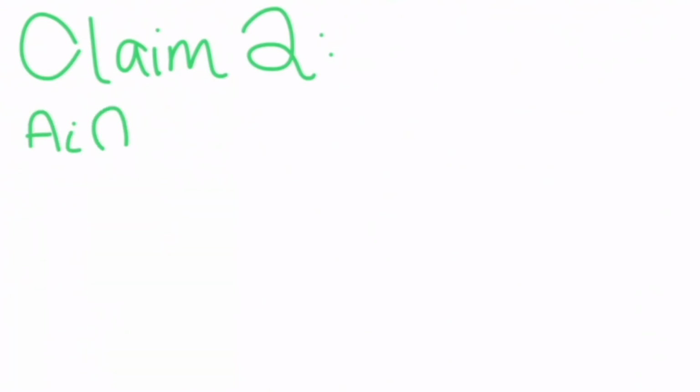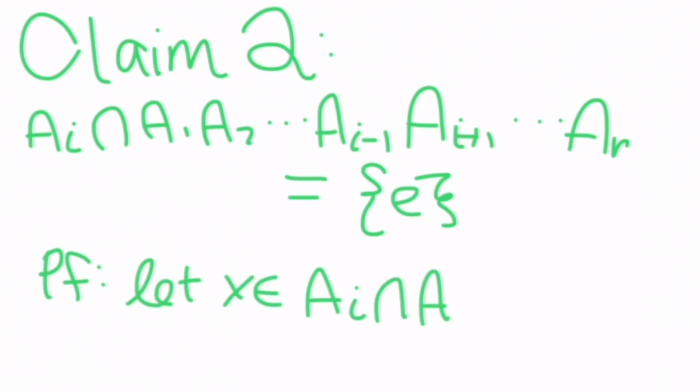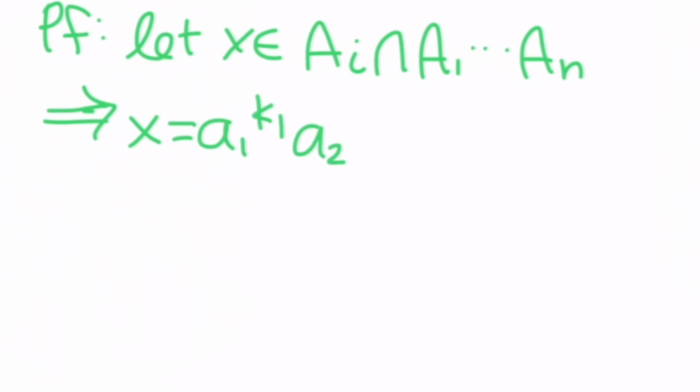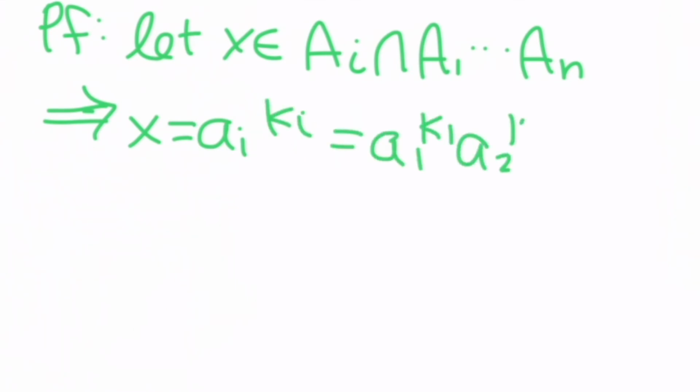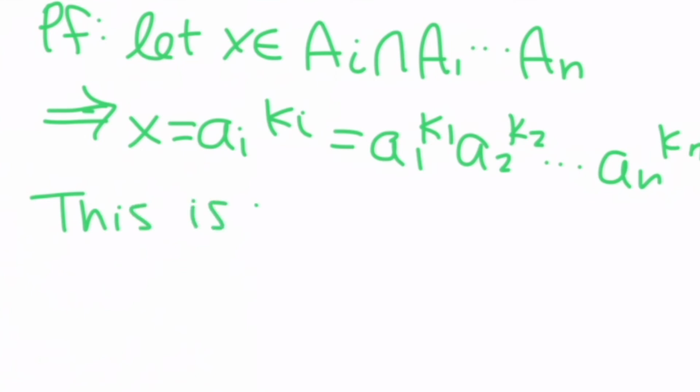Now let's look at claim 2. Claim 2 states that if you take out any Ai and intersect it with the product of the rest of them, the intersection is trivial. Now I'll prove claim 2. Let x be an element of that intersection. Therefore, x can be written as ai to the ki, since it's an element of Ai, or it can be written as a1 to the k1 times a2 to the k2 all the way up through an to the kn. It is easy to prove that this expression of x is unique.